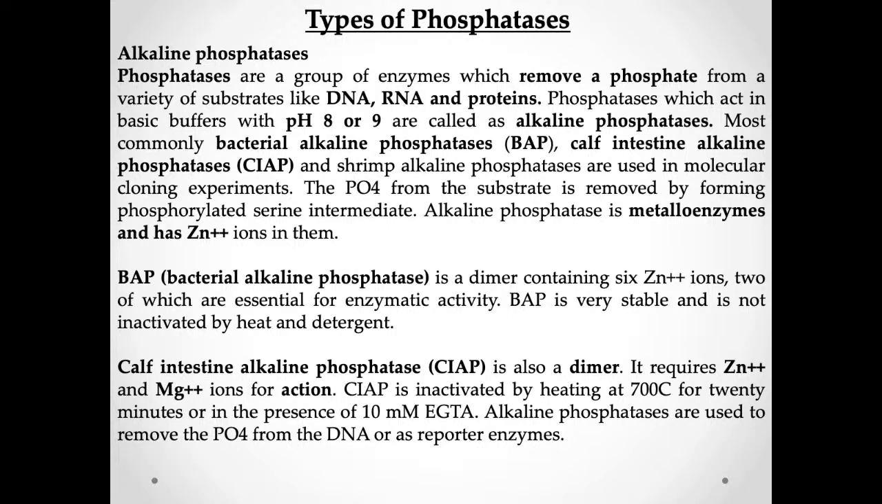On the other side, CIAP is also a dimer. It requires zinc and magnesium ions for action and is inactivated by heating at 70 degrees for 20 minutes or in the presence of 10 millimolar EGTA. So alkaline phosphatases are used to remove phosphates from the DNA, and as a reporter enzyme.